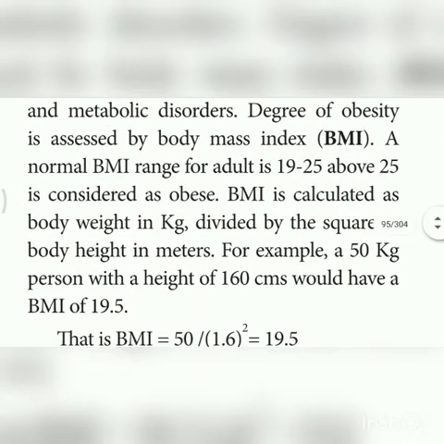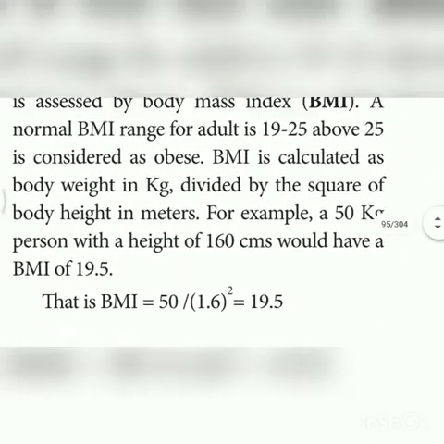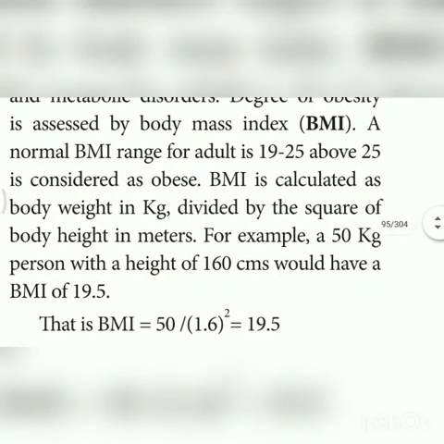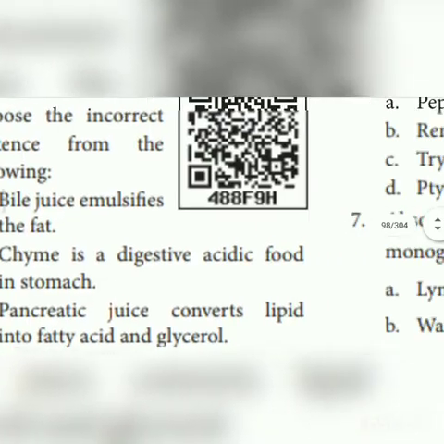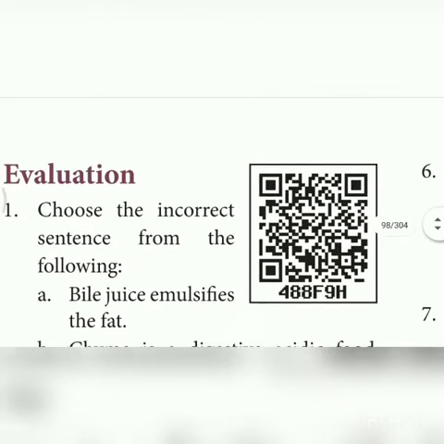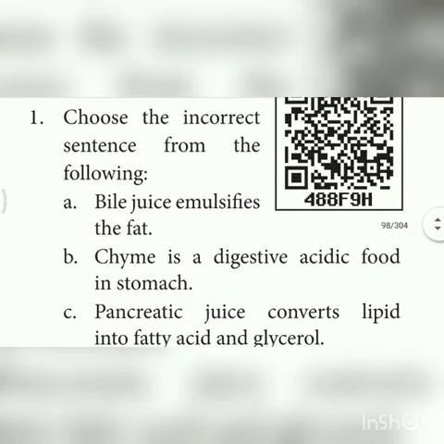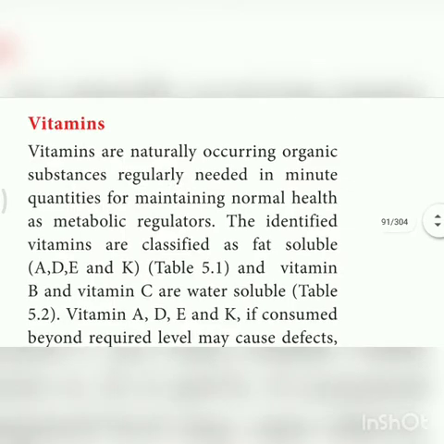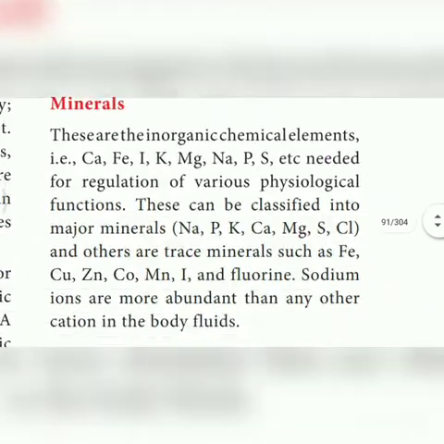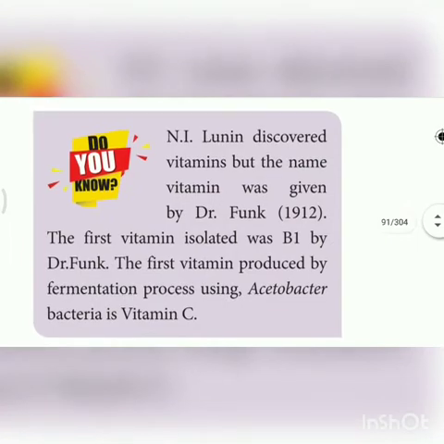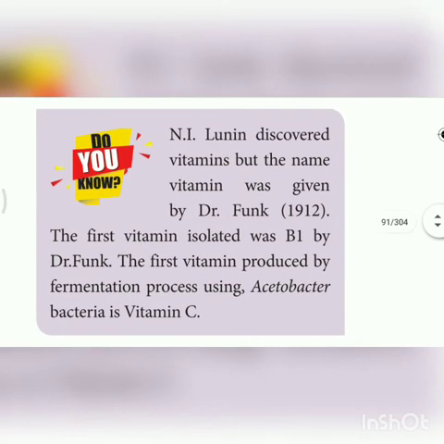If it ranges from 19 to 25, the person is normal. If it is above 25, they are considered obese. Right? And then there are so many 1 marks. Please go through that. Not only the evaluation questions, you have to go through all the 1 marks given. For example, dash discovered vitamins. N. Lunin discovered vitamins, but the name vitamin was given by Dr. Funk. The first vitamin isolated was B1 by Dr. Funk. The first vitamin produced by fermentation process using Acetobacter bacteria is vitamin C.